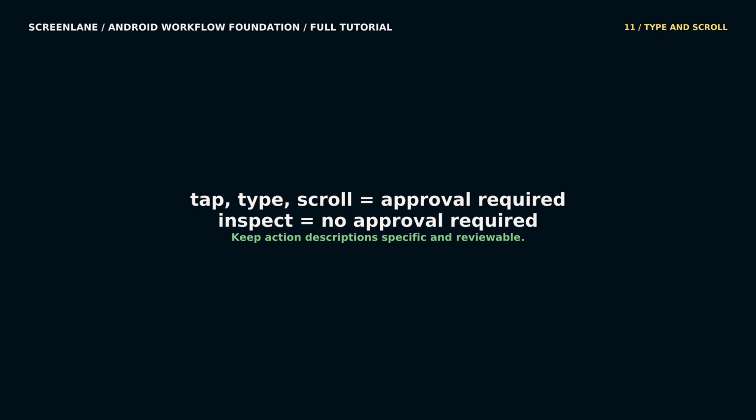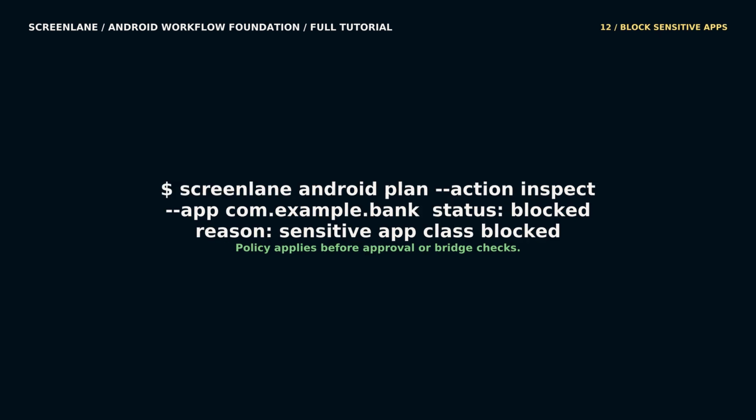If your organization needs centralized audit storage, export or ingest them through your own approved process after reviewing the data you are sending. The Android functions are also available through ScreenLane's local HTTP server. Start it with ScreenLane Serve. By default, it listens on localhost port 3070.